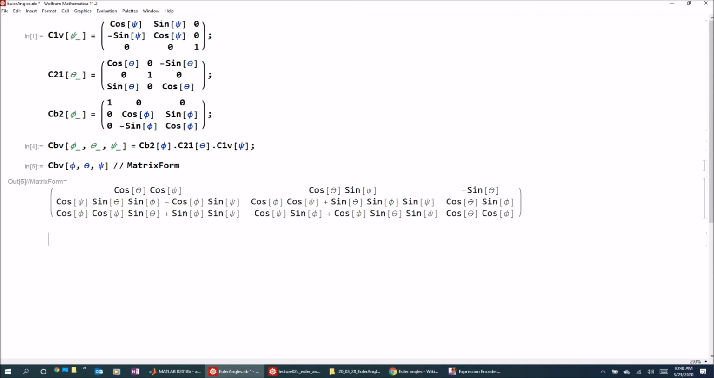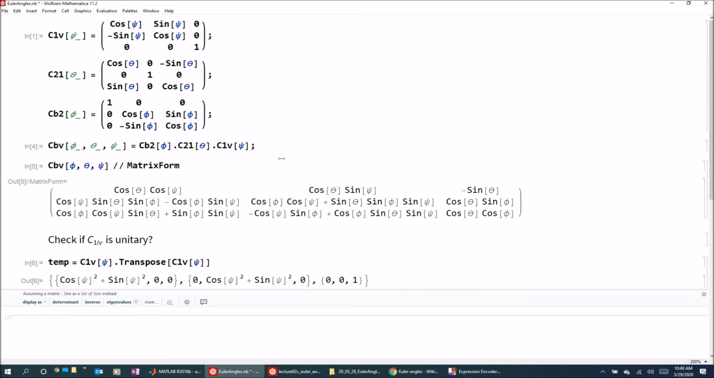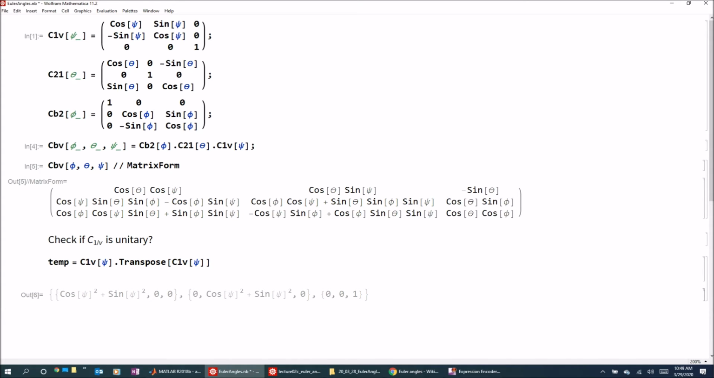So let's go ahead and check if C1V is unitary. The way we're going to do this is we're going to go C1V of psi, and we're going to dot it with its transpose, which is basically doing our matrix multiply. So this is checking if C1V times its transpose equals the identity. Let's call this some temporary matrix, and then we can look at this thing in matrix form.